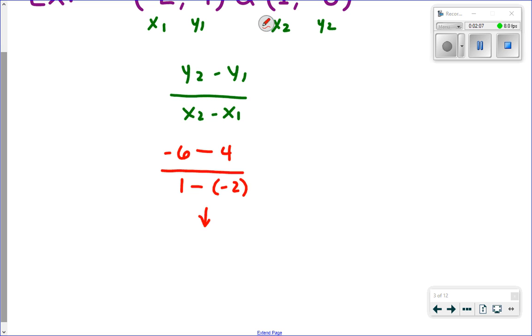Okay, so now we're going to reduce. -6 minus 4, you can plug that into your calculator, you'll get -10. Over, on the bottom you have 1 minus -2. So when you're plugging this into the calculator, make sure you put -2 inside parentheses, and you should get that it equals 3, because 2 negative signs right next to each other equals a positive. Okay, now we've got -10 over 3. Can that be reduced? Well, you can plug it into your calculator, you should get a decimal, which means it can't be reduced. So we're going to say -10 over 3 equals m, because m is the variable that we use to represent slope.